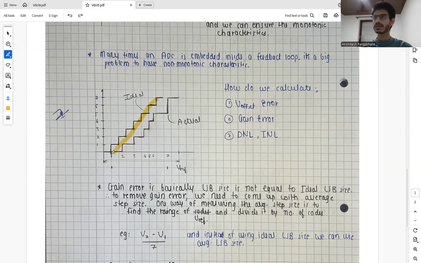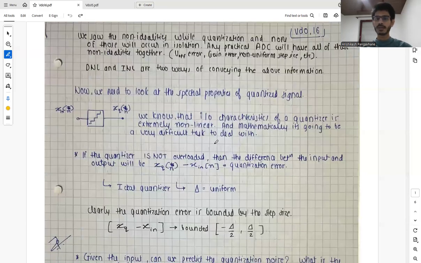And because this is the delta, this line, this slope will start from delta by 2 at this point. So then we subtract it and clear out the V offset error. So yeah, that point I left in the last video. So we'll start with this video.